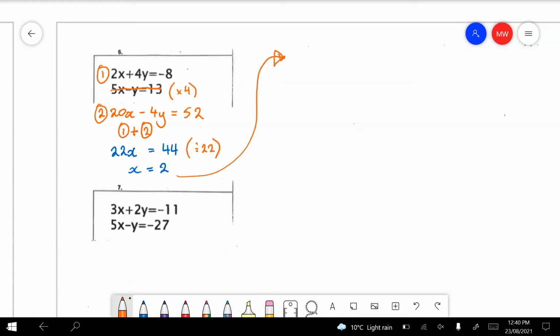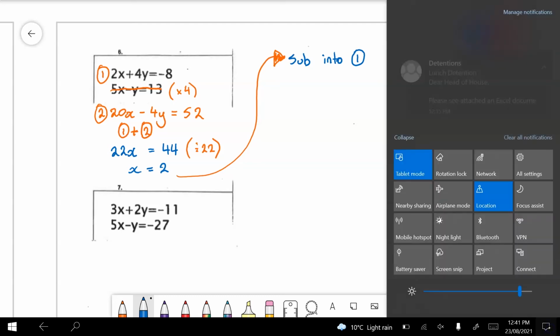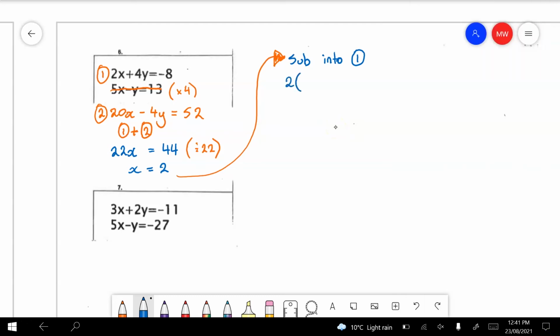Let's take that over here where there's a little bit more room, and we will sub x equals 2 into whichever equation we want. Let's go for equation 1 because it's a bit smaller. It'll be a bit easier to deal with. So every time we see an x, we'll replace it with a 2. So this one will become 2 times 2 plus 4y equals minus 8, which means that 4 plus 4y equals minus 8.